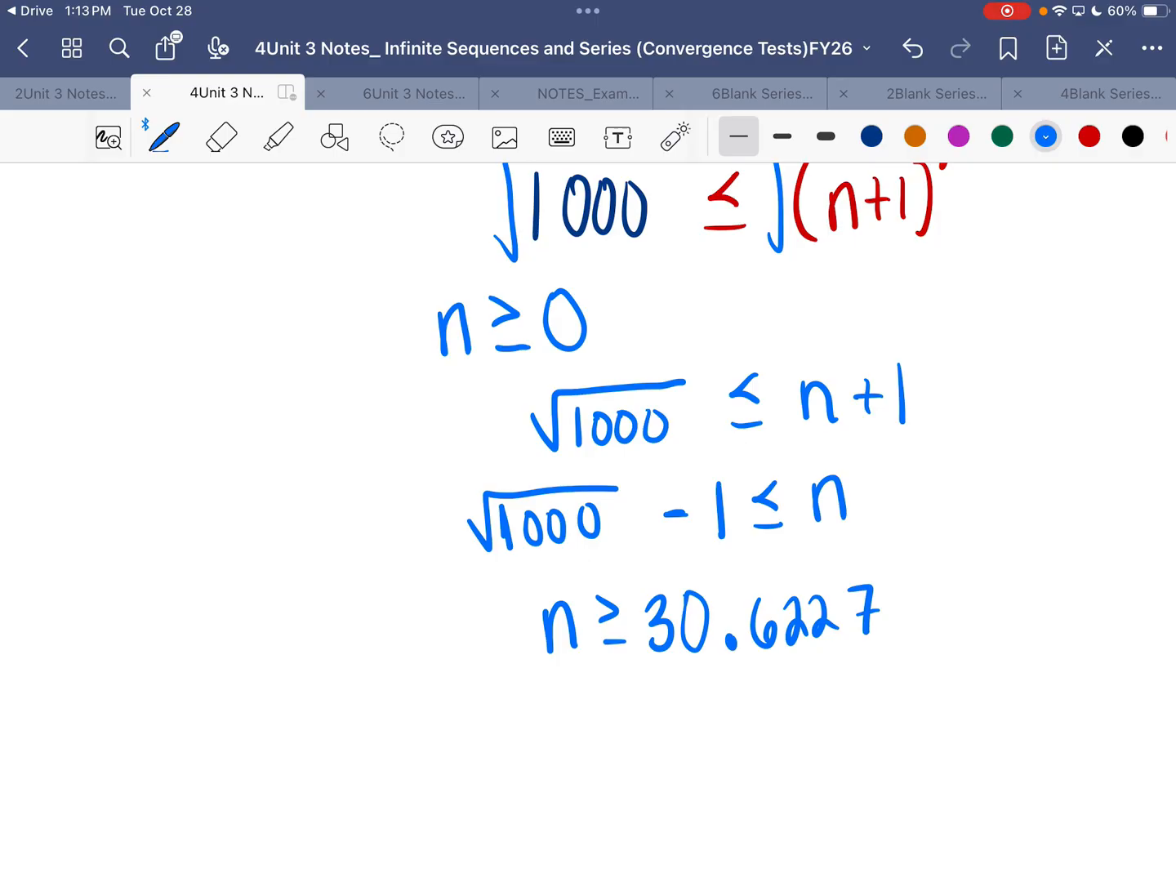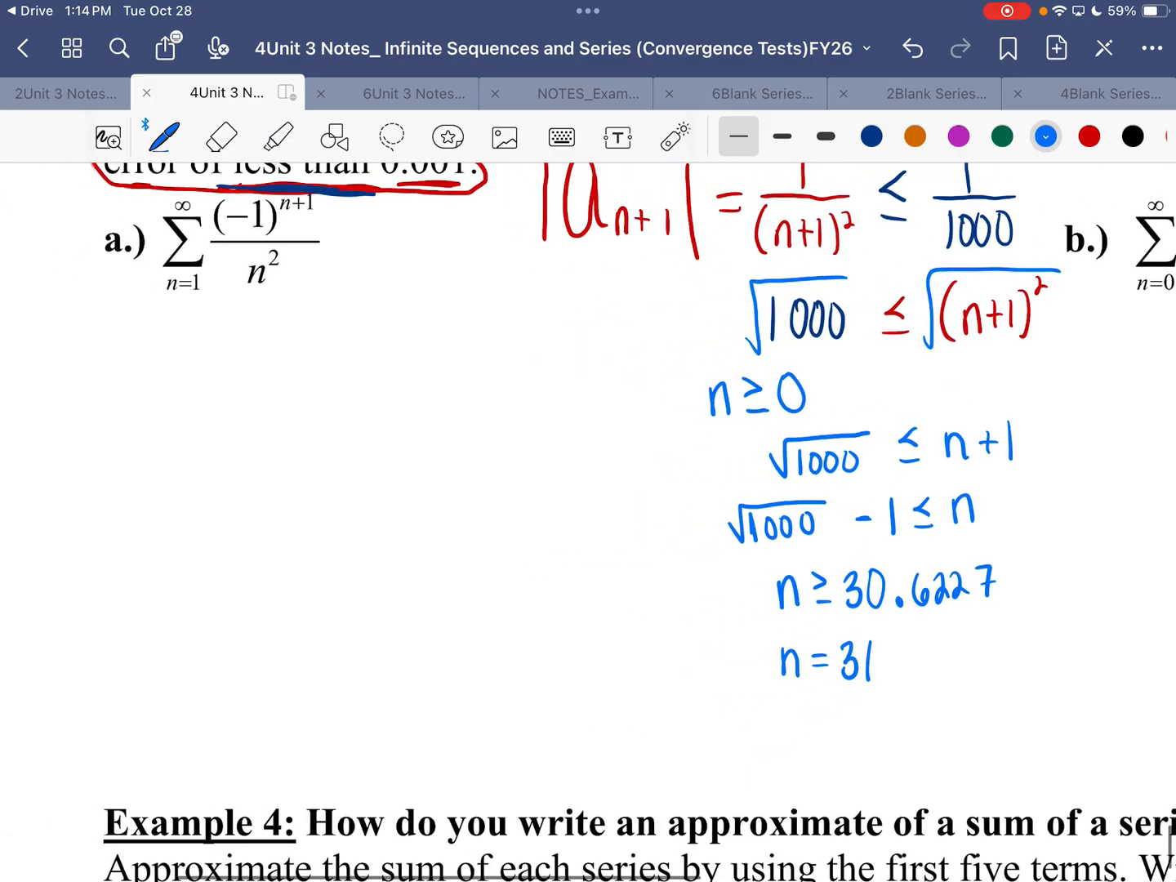30.6227-ish. Okay, so then we want the least value of n that will make this, when we add up, have that margin of error of 0.001. So what would be the least value of n? 31. 30 is not going to be accurate. It's going to be within 0.01, not 0.001. So 30 is not far enough.